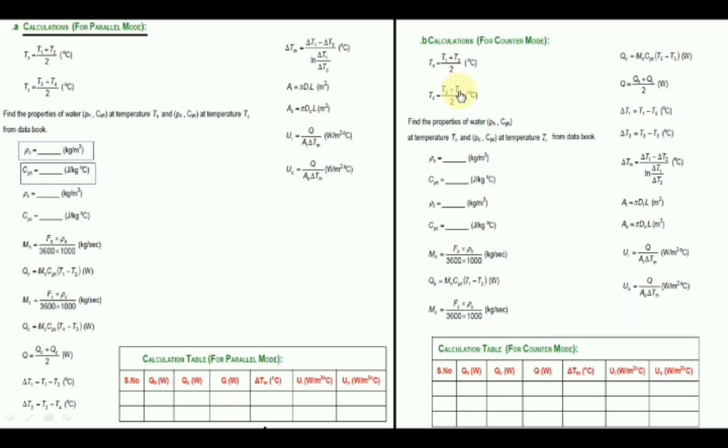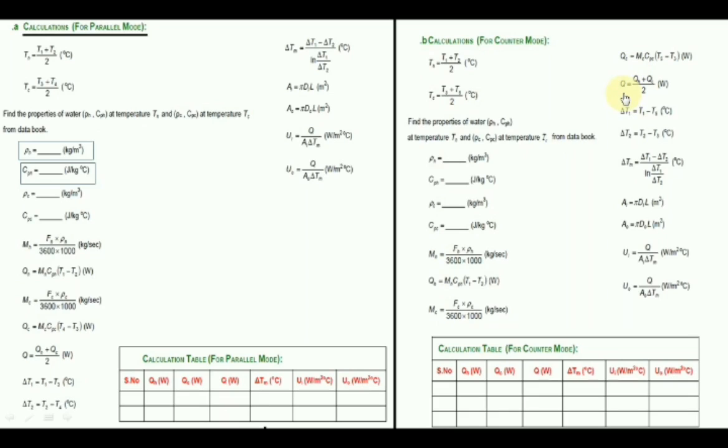Then at this average temperature of the hot fluid and the cold fluid, we need to find its densities and the specific heat. Once we got them, then we need to find its mass flow rate. Then we need to find the value of the QH, that is the heat exchange. The same calculations we have to do for the cold fluid also, so we will be able to find this value of the QC. Then we need to find the value of this Q, that is the average.